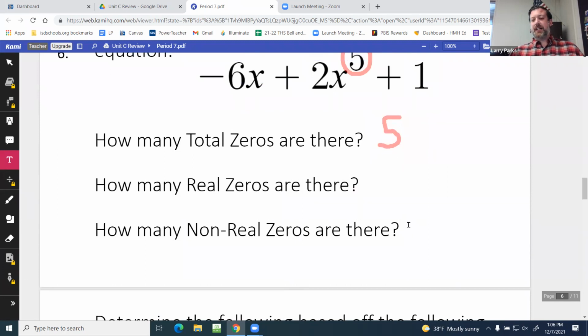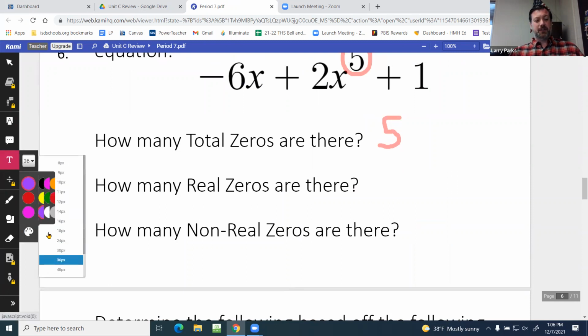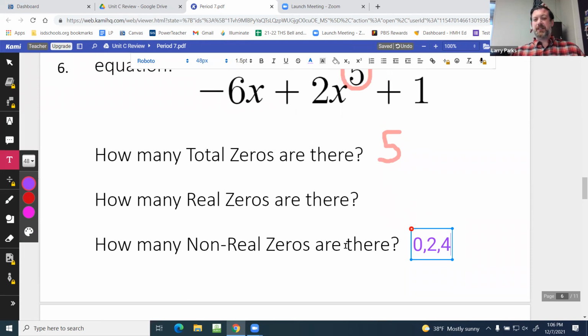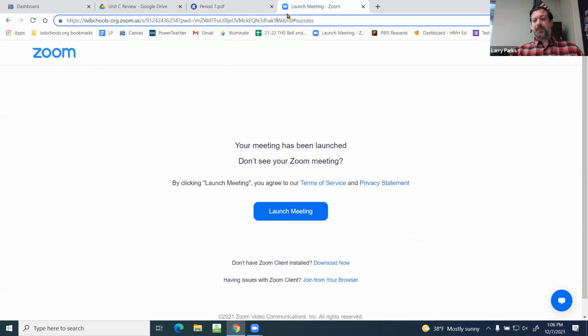Okay, if that is 5, then the number of real zeros could be 0, could be 2, could be 4. Can't be bigger than 5. Now, the reason why these are even amounts is because non-reals always come in pairs. So how do we know? So the answer could be 0 and 5, could be 2 and 3, or it could be 4 and 1. The easiest way, I think, is just to go graph that.